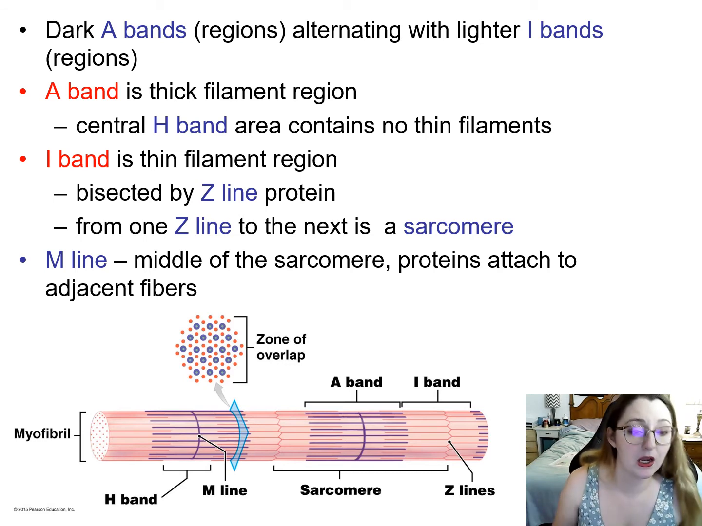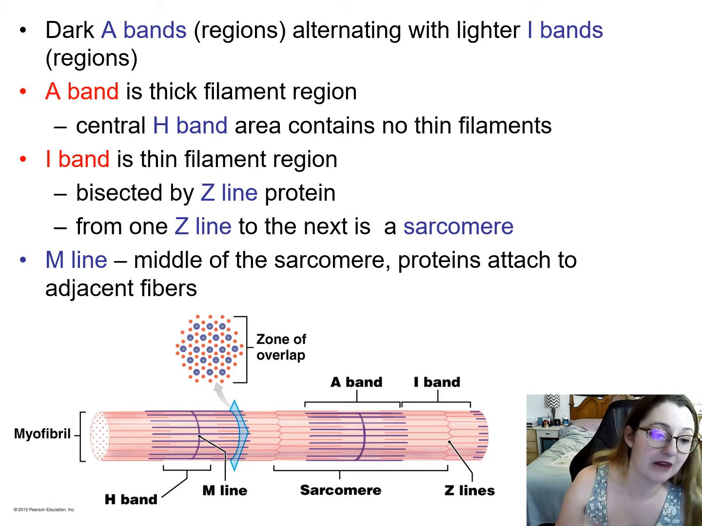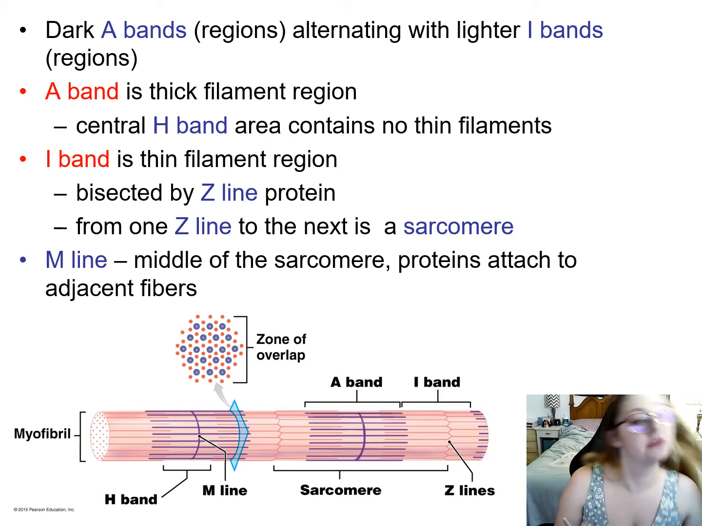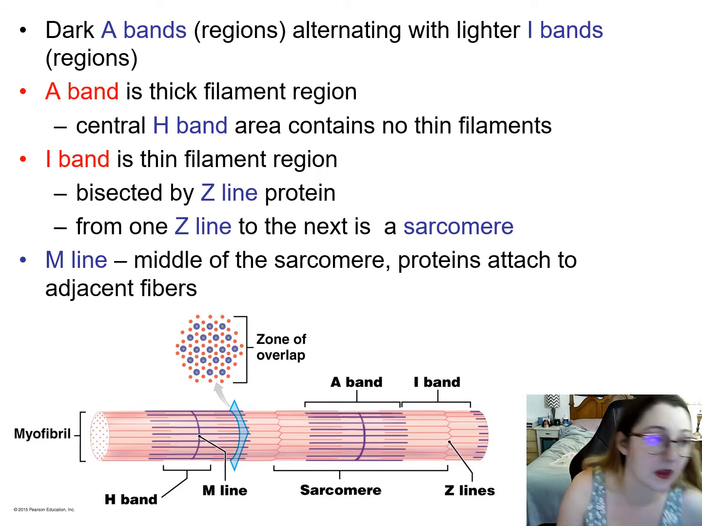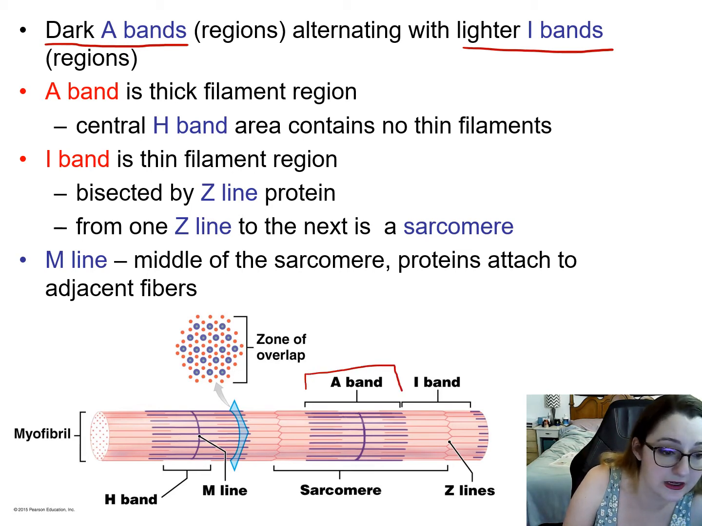Moving on a little bit further, if we take off the sarcolemma and the sarcoplasmic reticulum, this is what we have left. So we have our sarcomere, and keep in mind that you're going to have tons of sarcomeres lined up together to create the myofibril. A sarcomere is going to be made up of a dark A band and a lighter I band. So they alternate back and forth, and you can see down here in this graphic the A band being darker and the I band being this lighter portion here.